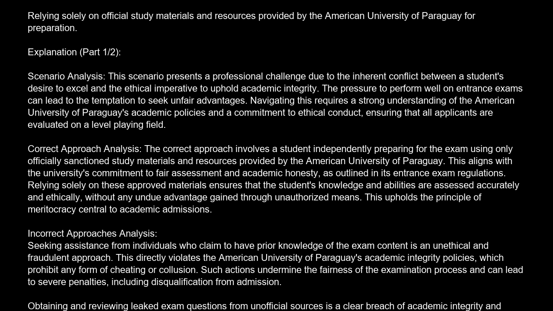Incorrect approaches analysis. Seeking assistance from individuals who claim to have prior knowledge of the exam content is an unethical and fraudulent approach. This directly violates the American University of Paraguay's academic integrity policies, which prohibit any form of cheating or collusion. Such actions undermine the fairness of the examination process and can lead to severe penalties, including disqualification from admission.